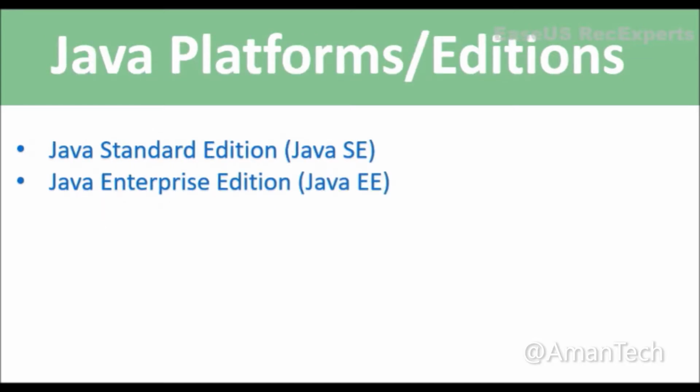So what are the Java platforms and editions? Mainly there are two main Java editions. First one is Java Standard Edition. It includes Java programming APIs such as java.lang, java.io, util, etc. It includes core topics like object-oriented programming, string, regular expressions, exceptions, multi-threading, collections, etc.